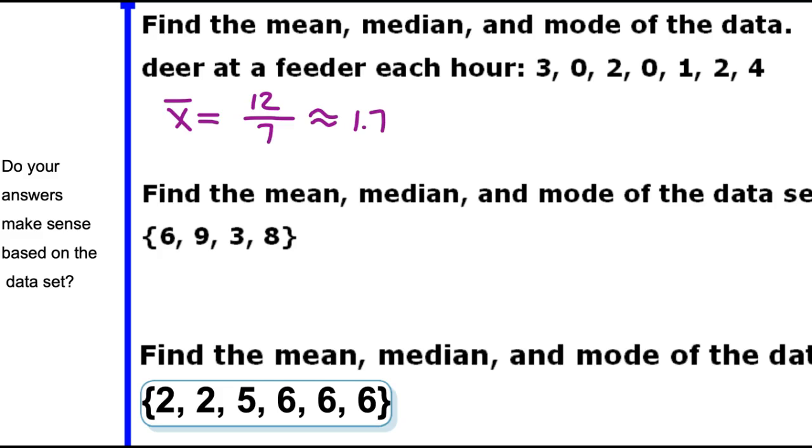Double check on my calculator here. Gosh, I'm running out of time now. 1.71. Okay, so there's your mean. Remember, the mean is you add them all up and divide by however many there are.